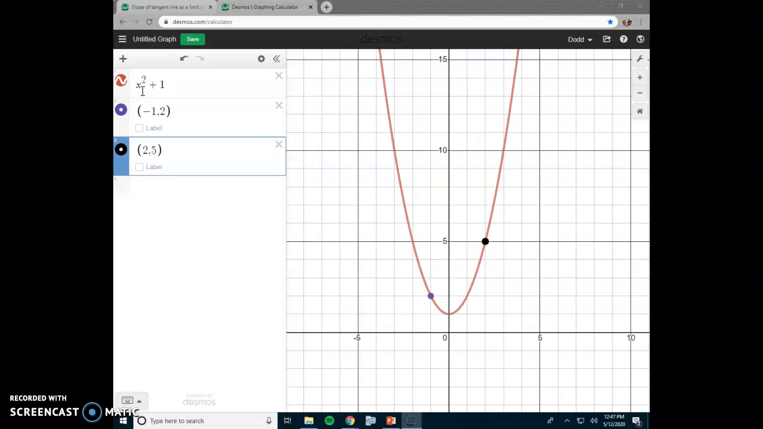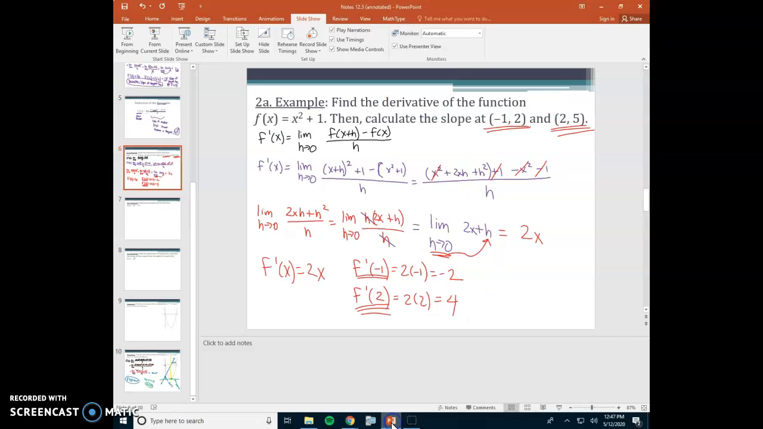We evaluated the derivative at this point to be the slope of the tangent line to be negative 2. Does that look like if you were to draw a tangent line right here, would it be slope of negative 2? Absolutely looks like that. If you were to draw a tangent line through this point, does it look like it would be a positive 4? Absolutely. So, again, the derivative gives you the slopes of tangent lines.